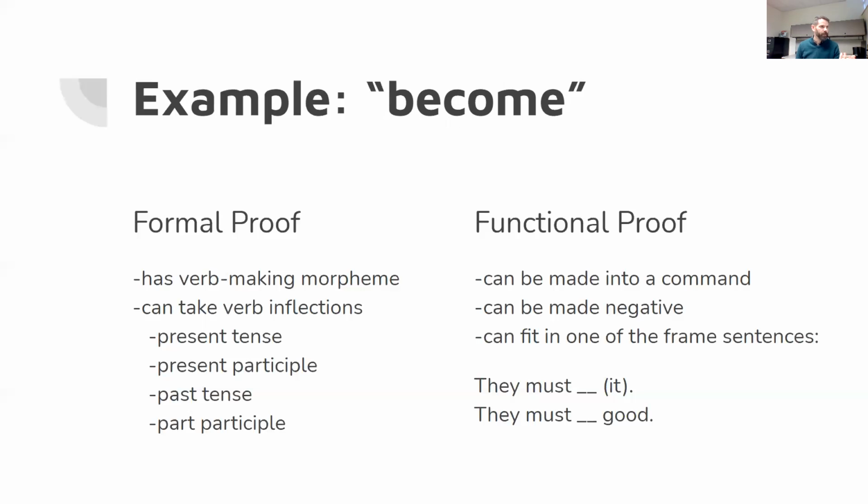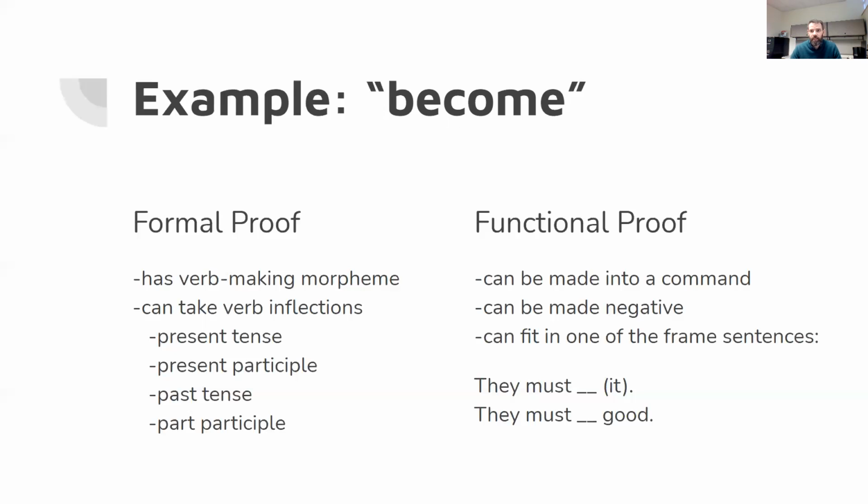Become. Okay. I don't know. I mean, be sometimes is used with verbs. So it depends on your experience whether you consider that a verb-making morpheme. But it does take these inflections. Okay. Become, becomes, becoming, became, and had become. Okay. It's an irregular verb, but it does do that.